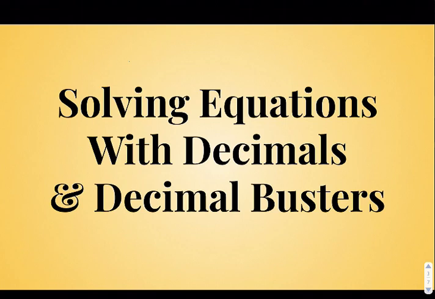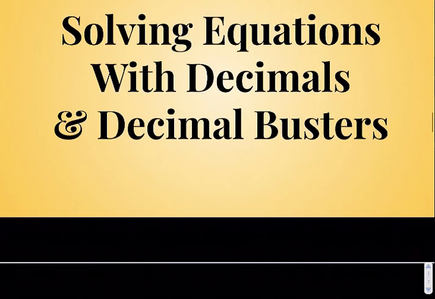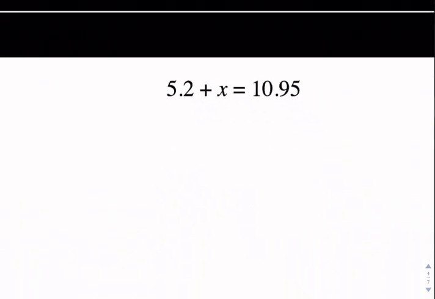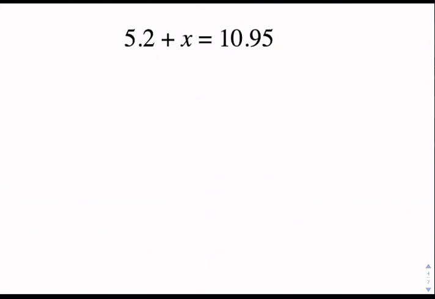Okay, so we're going to do solving equations with decimals and decimal busters, which is a strategy we can use to get rid of the decimals in our fractions so we can work with whole numbers. All right, so our first problem is 5.2 plus x equals 10.95. Oh, this one is not too bad.